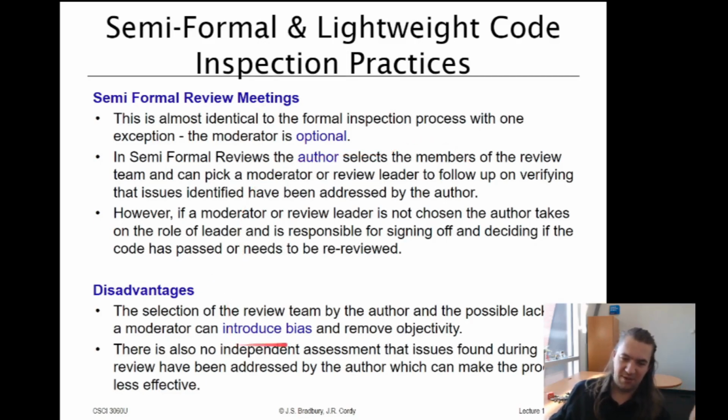Disadvantage, of course, is bias is the biggest one. It's less objectivity because the person in charge is the person who wrote the code, so they may be less willing to listen to feedback, that kind of thing. And also there's no independent assessment. So for instance, if the author says, oh yeah, I definitely addressed all these issues, did they? Or do they want to say that they did and then actually didn't? So that means that you can have some issues if you don't have a trustworthy author, for instance.